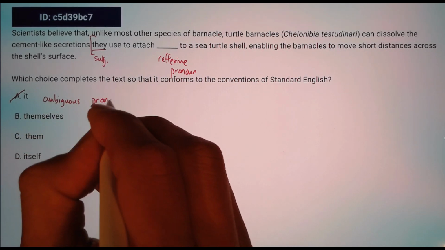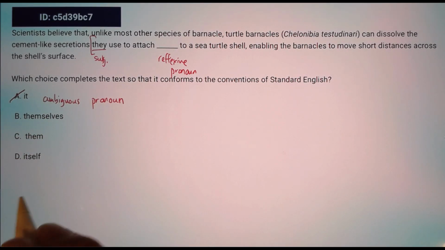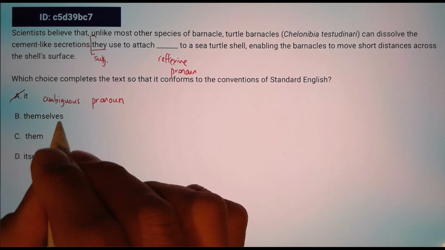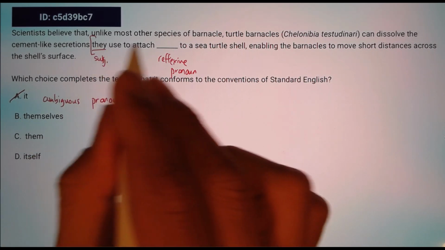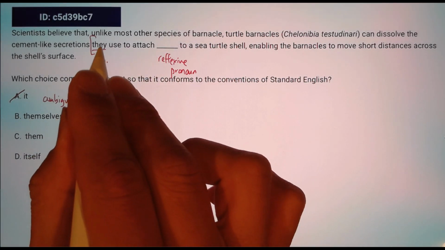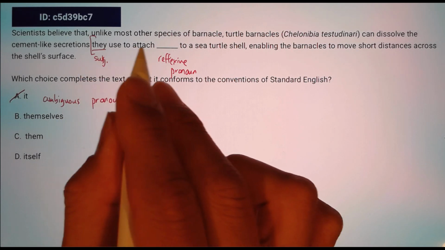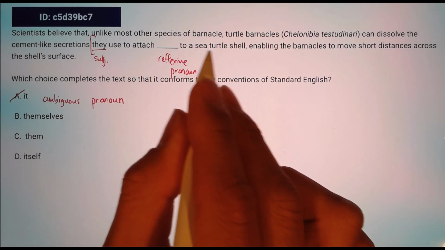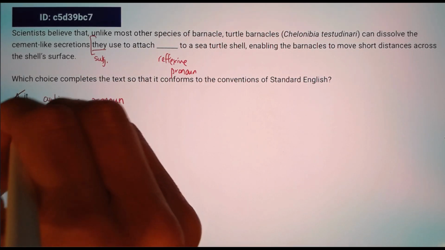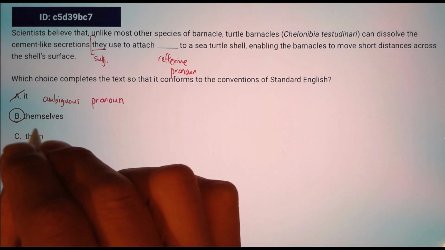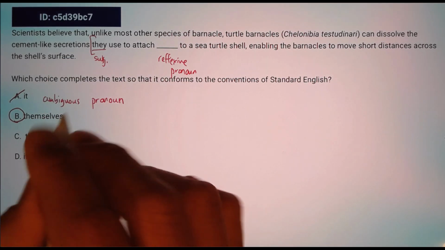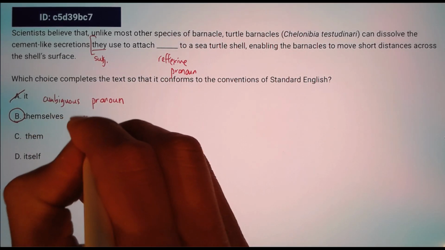And in case you don't know what ambiguous means, it means it's unclear. And if it's themselves, yes, that's correct. They go with themselves. The barnacles attach themselves to a sea turtle shell. So that makes perfect sense, and it matches the case here. They with themselves, that's a correct reflexive pronoun.